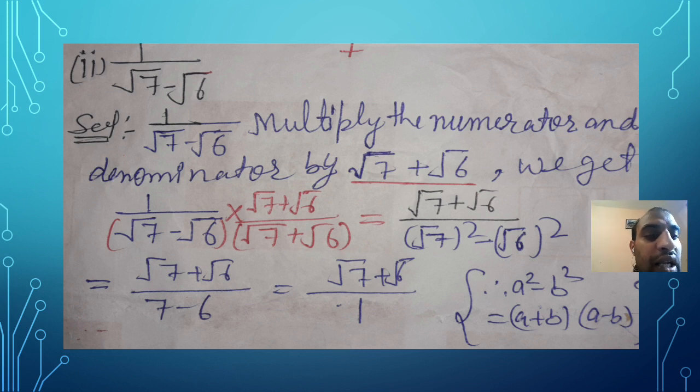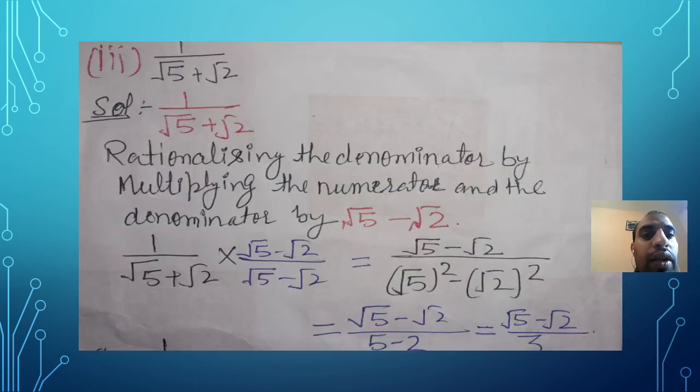So in the last you can see in the result there is no root sign. This is the meaning of rationalizing the denominator. That means removing the square root or cube root sign from the denominator. So let's take one more question. Now this time we have the question 1 upon √5 + √2.